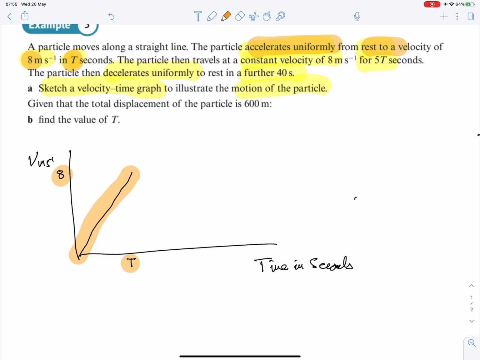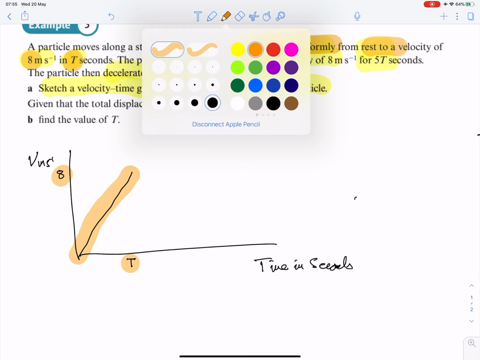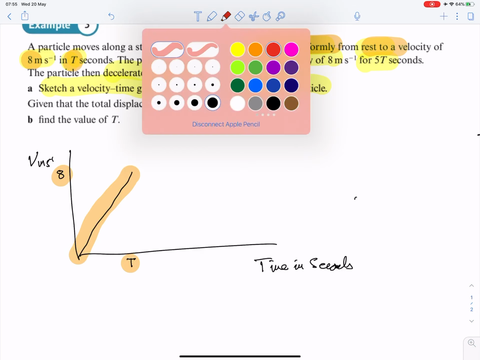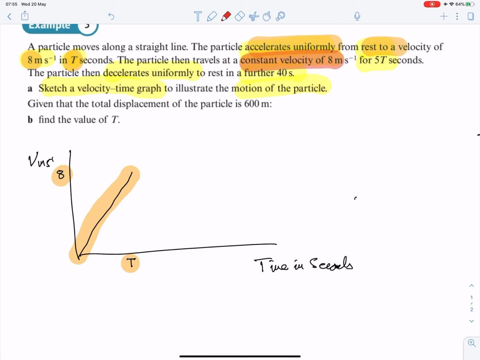The particle then travels at a constant speed. So it's travelling at a constant speed of 8 meters per second for 5t. So we're going to get a section in here, and that time is 5t seconds. So we're going a total of 5t along here. So the time on the scale will be 6t.